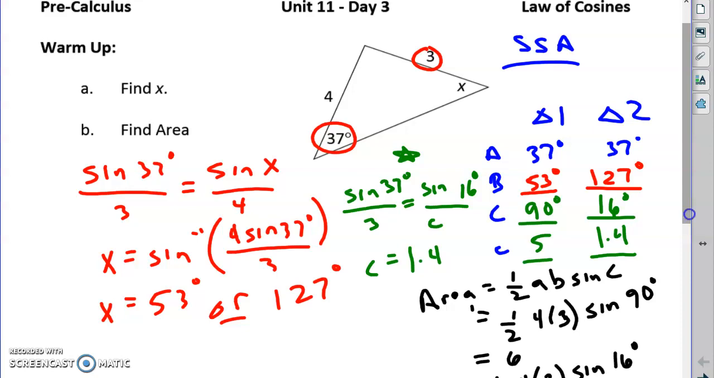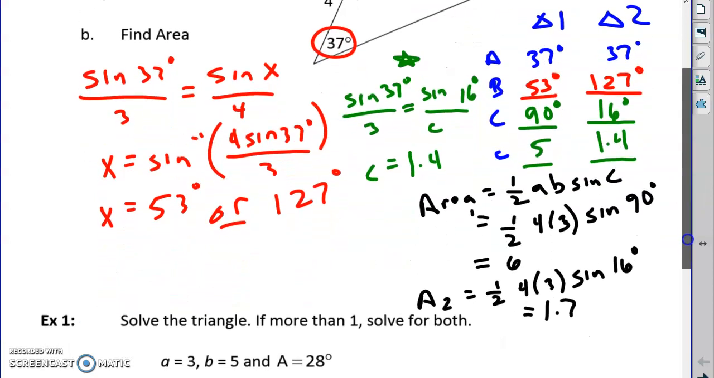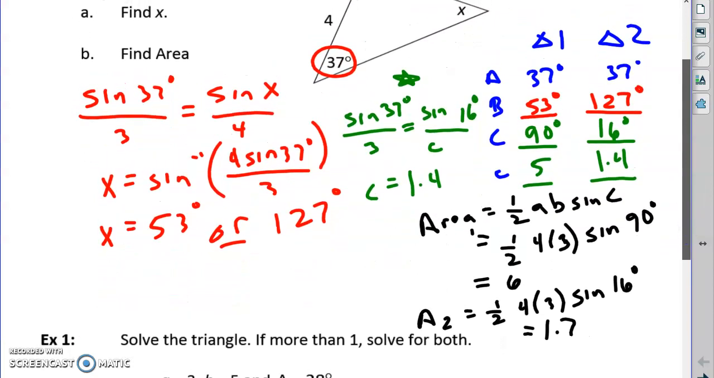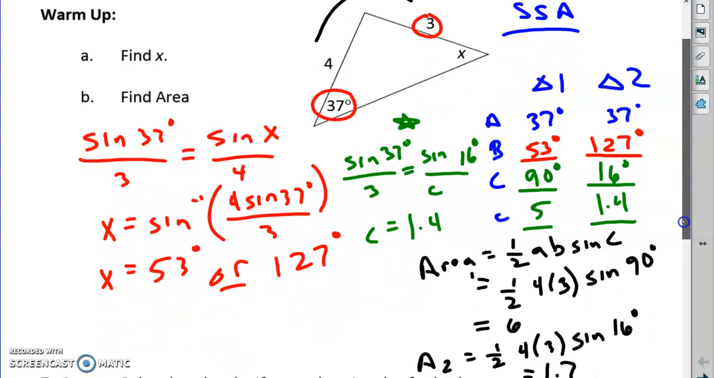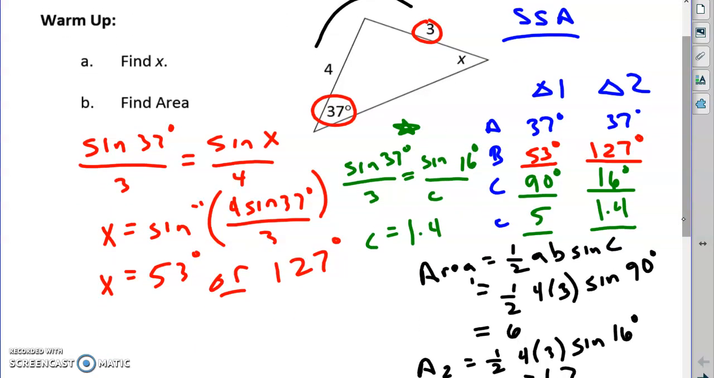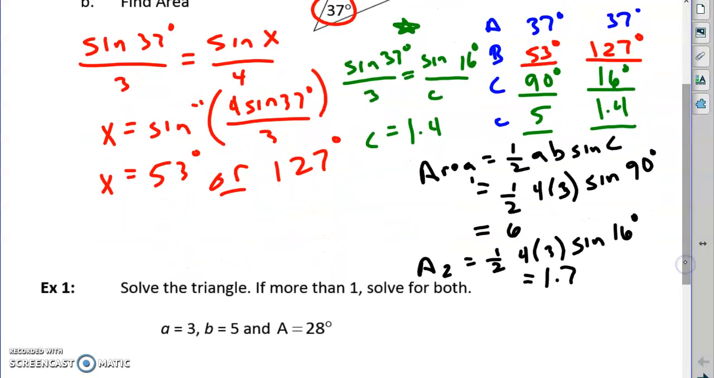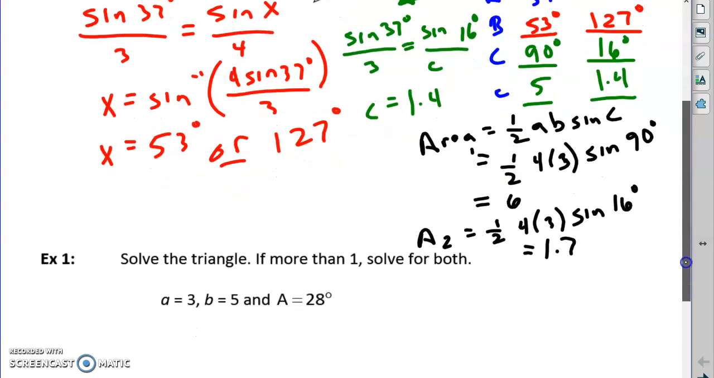Then to add a nice little addition to our review, area formula, 1/2 ab sine of C. We talked about that as being a corner. There's our corner right there, side 4, side 3. My first triangle, triangle 1, area 1, 1/2 ab sine of C: 1/2 times 4 times 3 times sine of 90 is 6. Area 2, 1/2 times 4 times 3 times sine of 16 is 1.7.